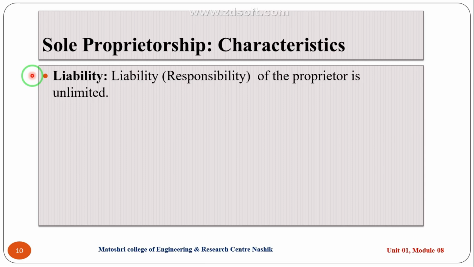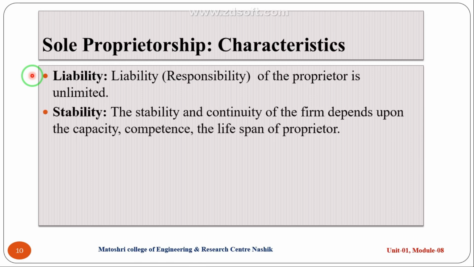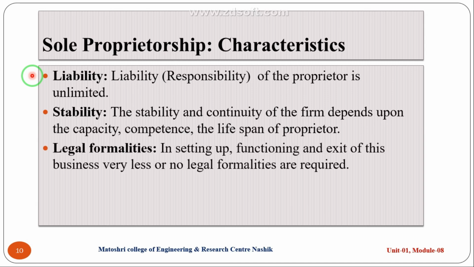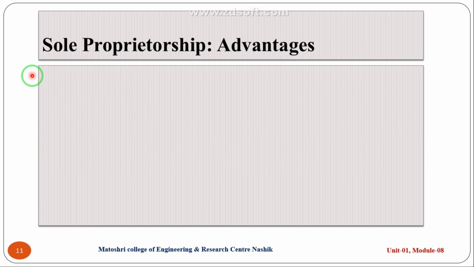Liability: the liability of the proprietor is unlimited. Stability: the stability and the continuity of the firm depend on the capacity, competence, and lifespan of the proprietor. The difficulty in setting up, functioning, and exit of the business is very little. No legal formalities are required, we just require a Shop Act license for that.